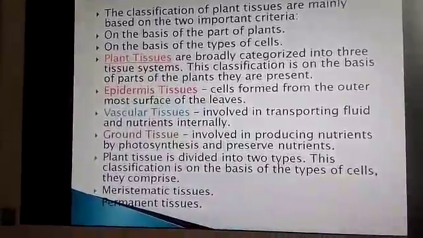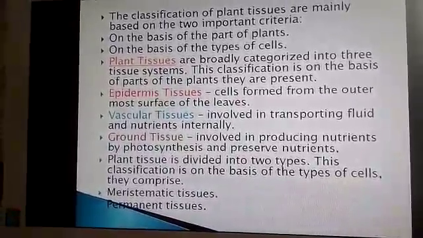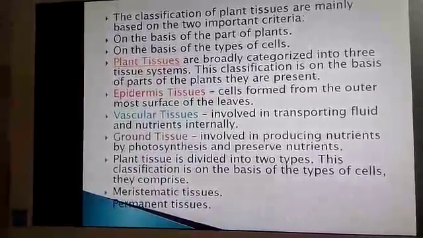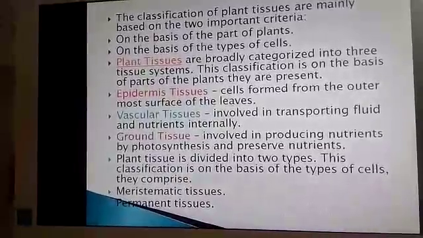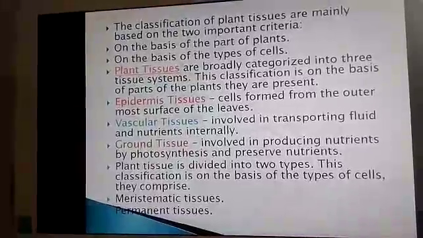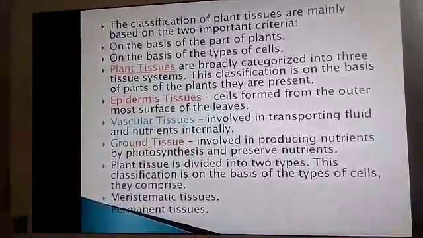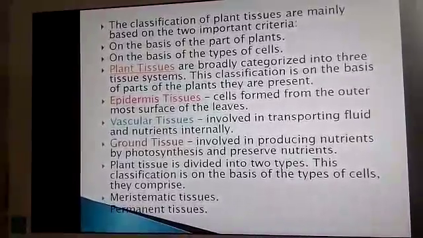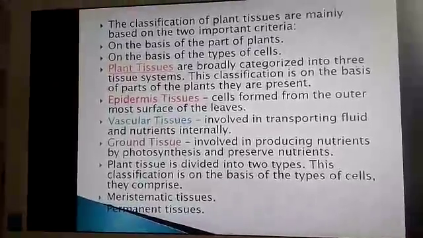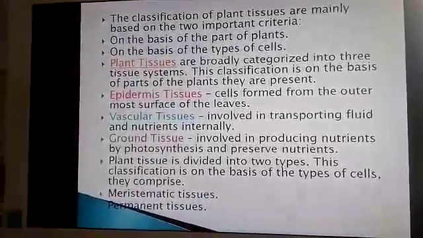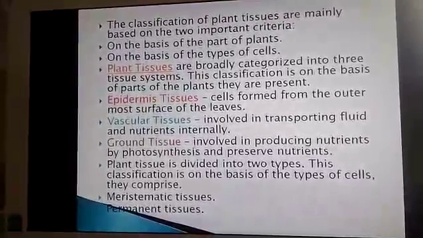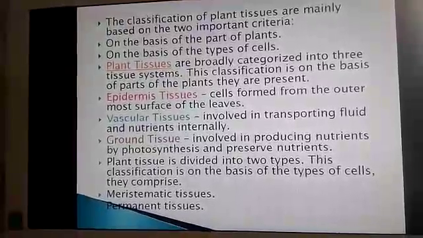See, it depends on two. Plant tissues are classified on two important criteria: on the basis of parts of plants, and on the basis of types of cells. Plant tissues are broadly categorized into three tissue systems. This classification is on the basis of the parts of the plant they are present in. So it is categorized into epidermal tissues, vascular tissues and ground tissues.